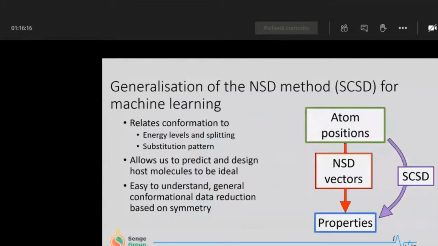So moving on, the general idea of the NSD method is that it relies on these pre-computed normal coordinate modes, which is good if you've got them, as we do for porphyrins, but I was wondering whether it's possible to bypass these NSD vectors. And we've developed a new method called SCSD, which essentially allows us to get that same information without having to do any pre-computation.